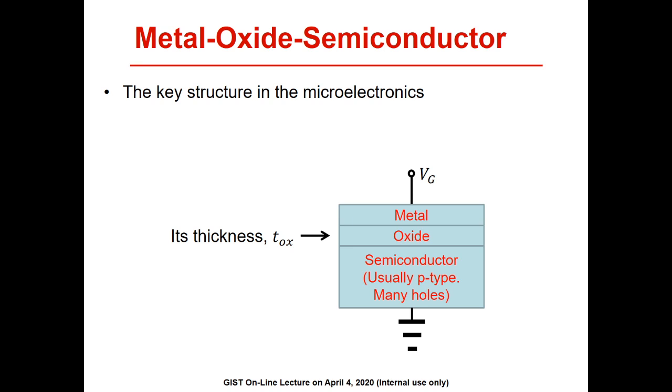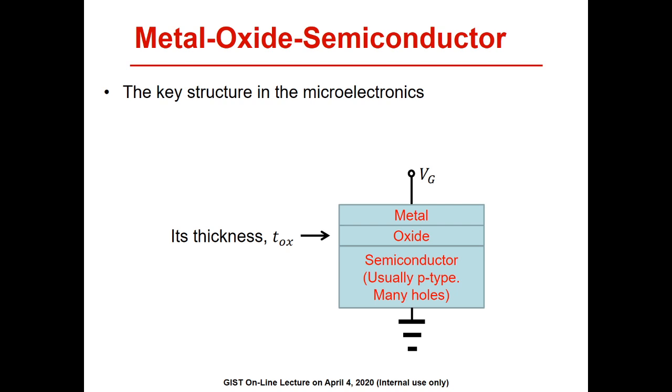The MOS is the key structure in microelectronics. The oxide layer is very thin. How thin is it? Its physical thickness is about a few nanometers, and its electrical thickness is even smaller.